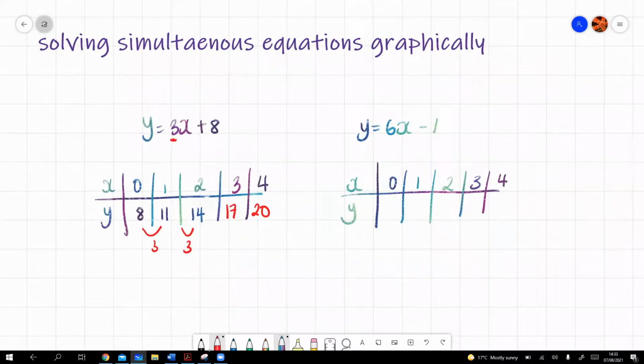When x is 0, what's y? 6 times 0 is 0. Subtract 1 is minus 1. When x is 1, 6 times 1 is 6. Subtract 1 is 5. Next one, when x is 2, 6 times 2 is 12. Subtract 1 is 11. Now again, let's just have a look. What's the difference between these? 6, isn't it? The difference is 6, so we can work out the next one without substituting. That's 17. And the next one, I'm just going to add 6 on because the difference is 6, the gradient is 6, and there we are.